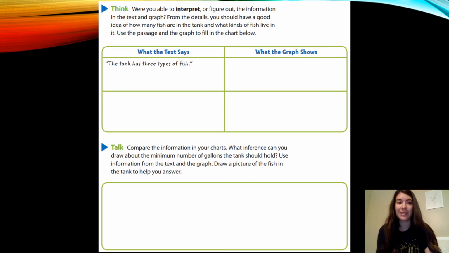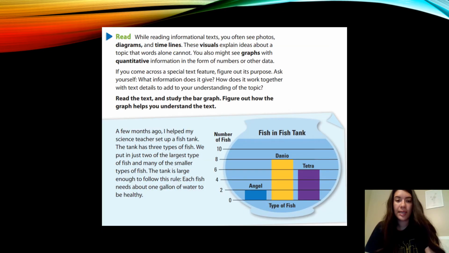So let's go back to the text. Now you can see at the bottom of the graph, it says type of fish. And on top of each bar are the names. So the 3 types of fish are angel, danio, and tetra. Let's fill that in our chart.